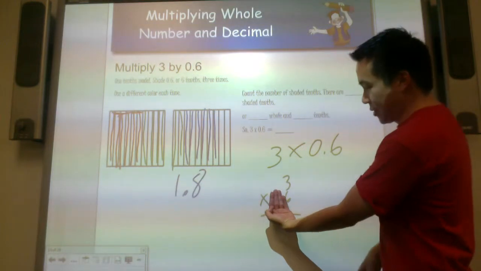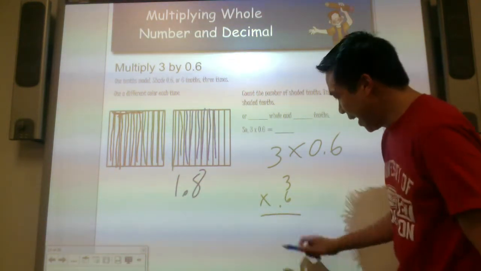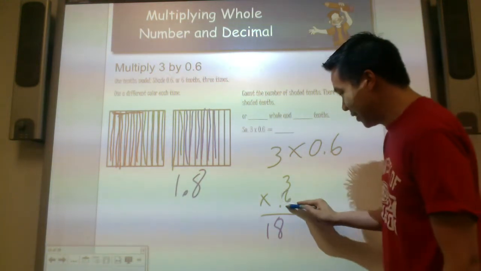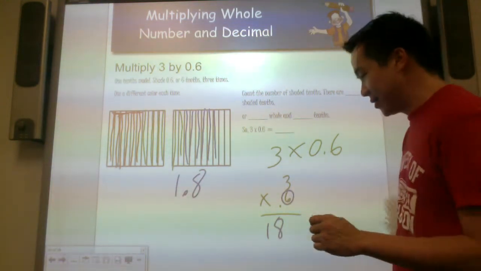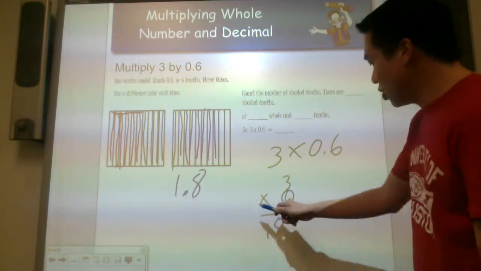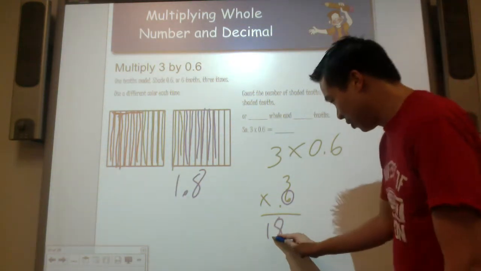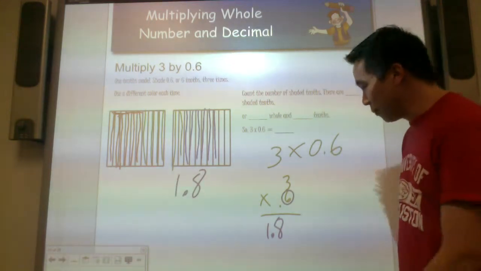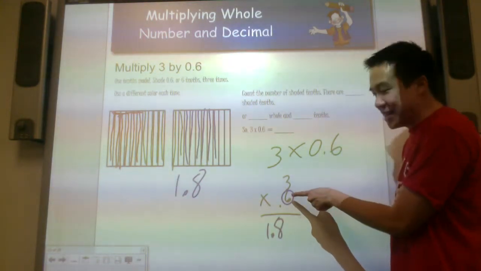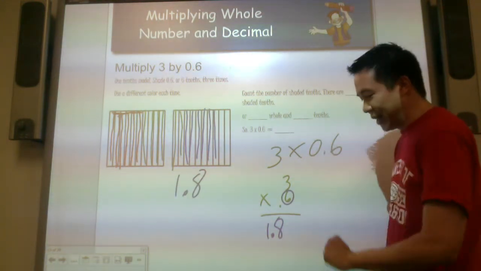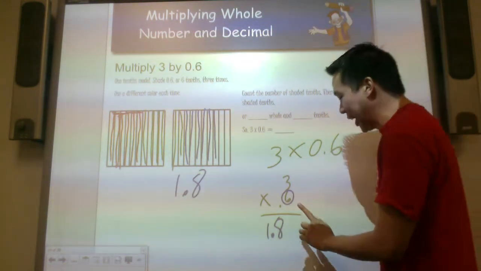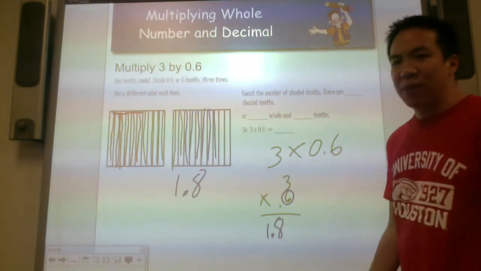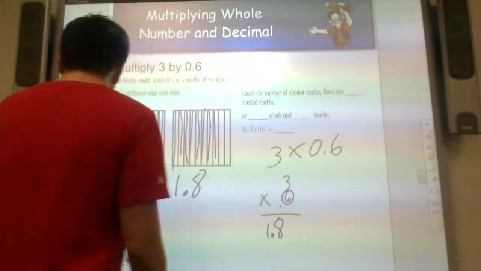What is 3 times 6? 3 times 6 is 18. What place value is the 6 in? It's in the tenths place. So I need to put the decimal point so I see a tenth in my answer. 1 and 8 tenths. Another way you can do it is this one. How many places are behind a decimal point? 1 place. In your answer, you need to have 1 place behind a decimal point. And there it is. Many ways to do it.